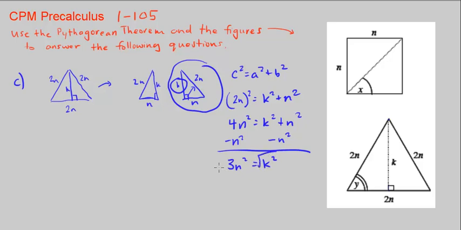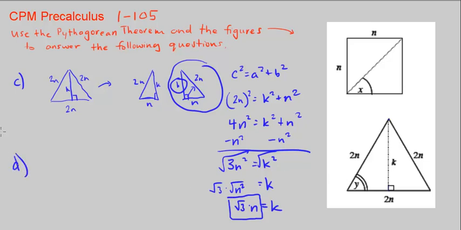Okay, again, we square root both sides. We get k on the right, and we are looking at length, so it's positive only, it's going to be the square root of 3 times the square root of n squared, so that's the square root of 3 times n equals k. So our altitude, the height of this triangle right here, is square root of 3 times n. Okay? And what is the measure of angle y right here?